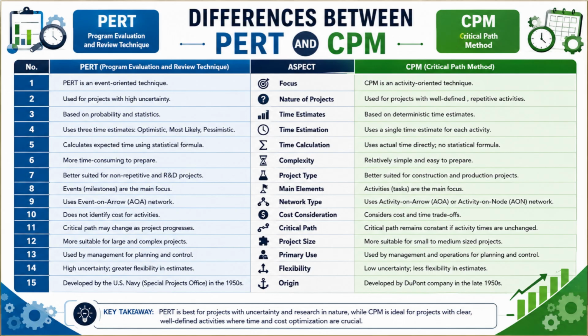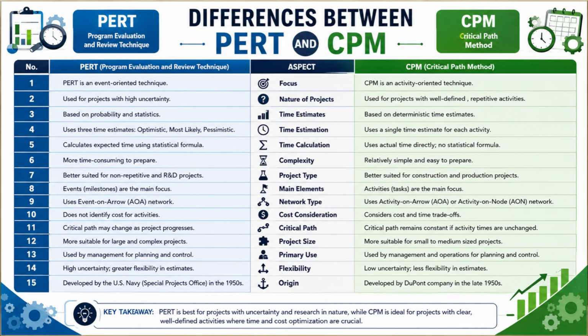Number 7. PERT is best suited for research, development, and innovative projects, whereas CPM is more suitable for construction and production projects. Number 8. In PERT, events or milestones are the primary focus, whereas in CPM, activities or tasks are the primary focus. Number 9. PERT commonly uses an event-on-arrow network structure, whereas CPM may use either activity-on-arrow or activity-on-node network structures.